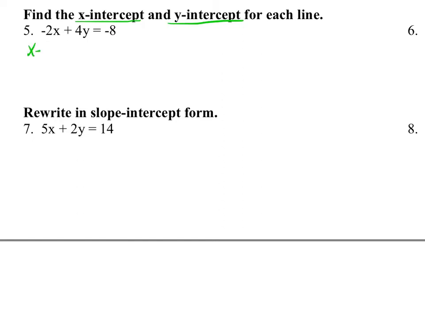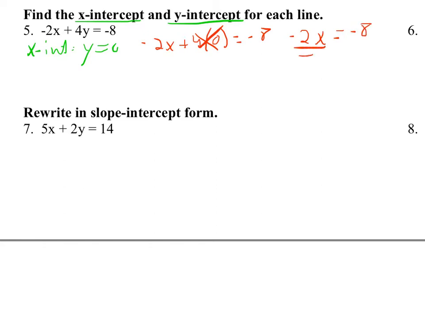So to find the x-intercept, the y must be 0, which means we would say negative 2x plus 4 times 0, because you're replacing y with 0, equals negative 8. And we get negative 2x. This becomes 0, so we can ignore it. And we get negative 2x equals negative 8, so we divide by negative 2, and x equals 4. And this is your x-intercept.